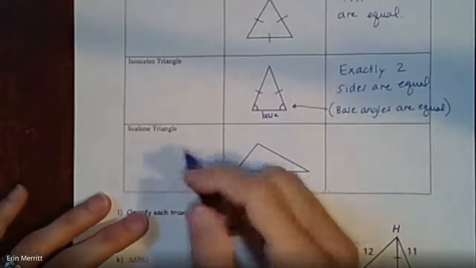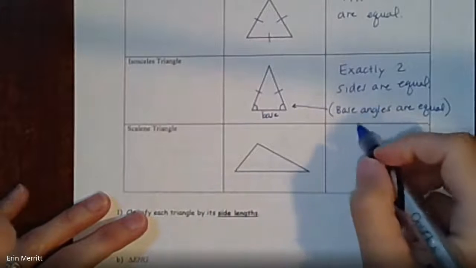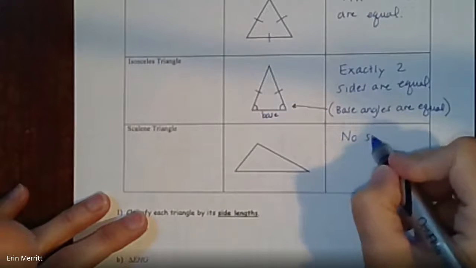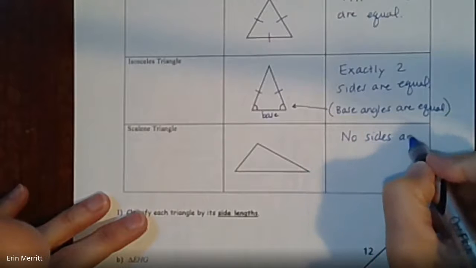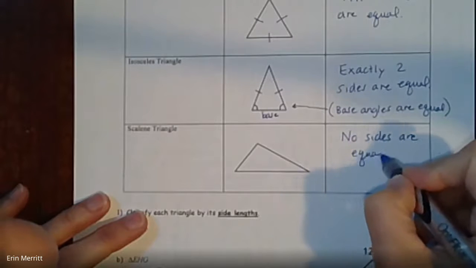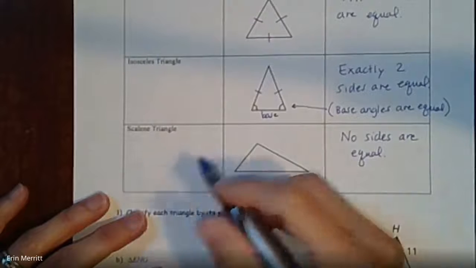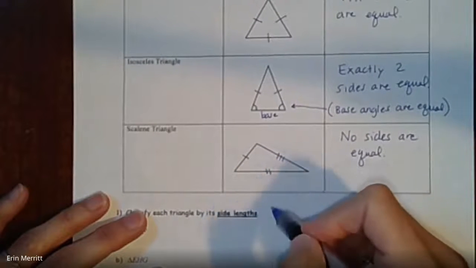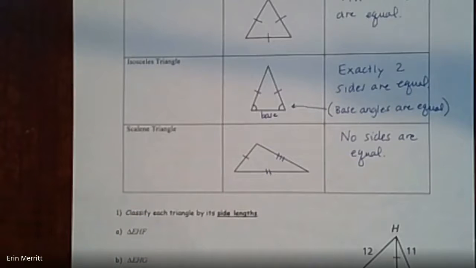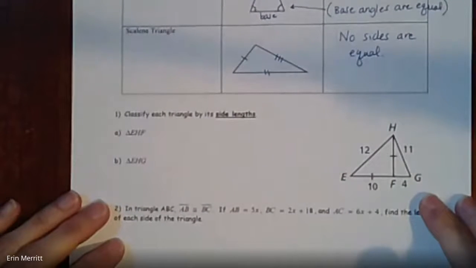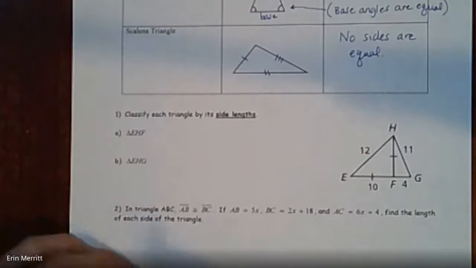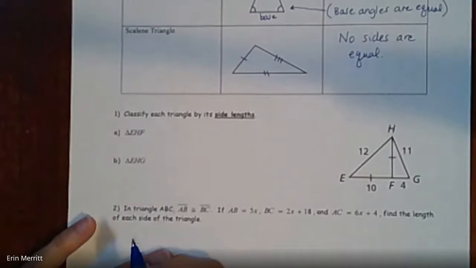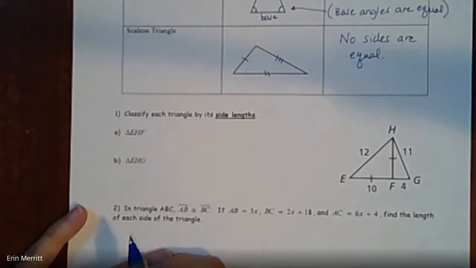Now you know. Scalene triangle, no sides are congruent, or no sides are equal. So to show that, you could show a single swipe on one, two swipes on the other, three on the last one. So you're just showing that they are all different from one another. So the last examples we have to look at are just some practice with that. So classifying each triangle by the side lengths.